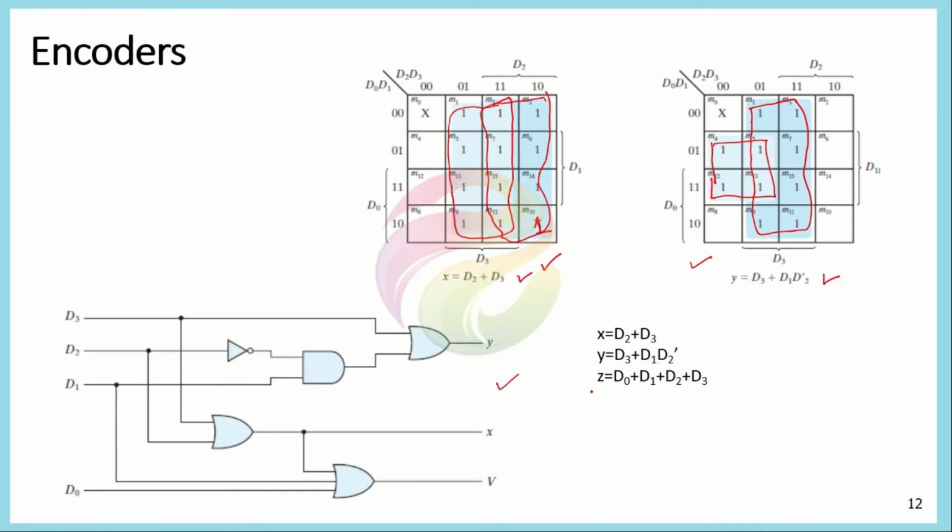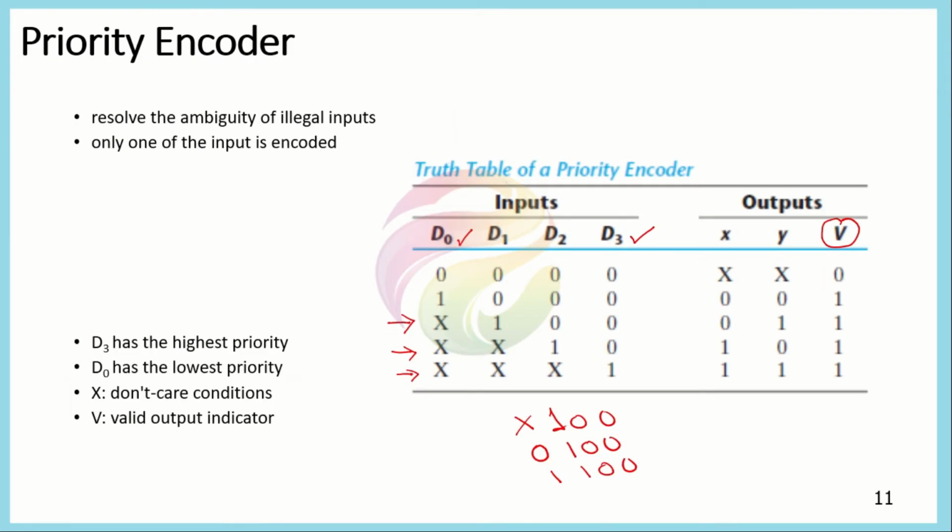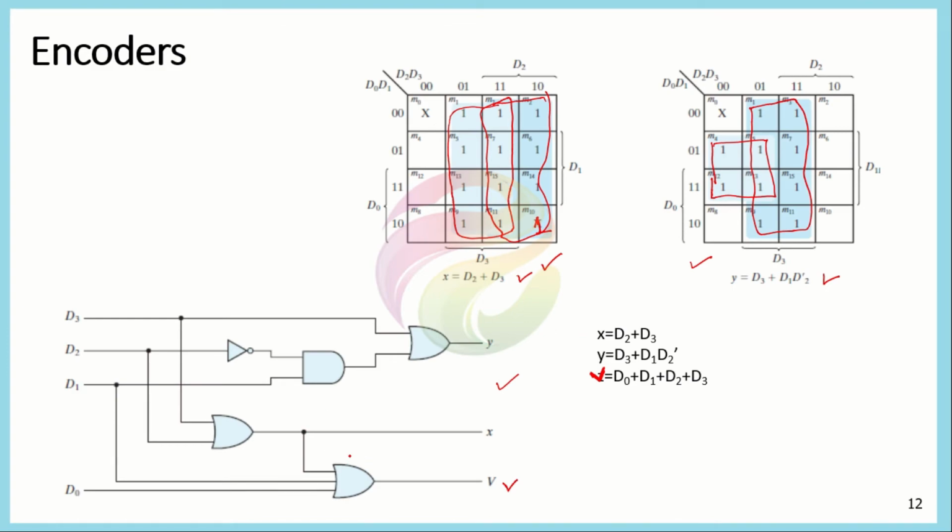We have also derived the circuit for the validity bit V here. V is represented here as this one, because from the table we can see that the value of V is 1 for each of the combinations except 0 0. So except when all the inputs are 0, the value of V would always be equal to 1, and we have just implemented this from here. So this is the final circuit diagram of this priority encoder.